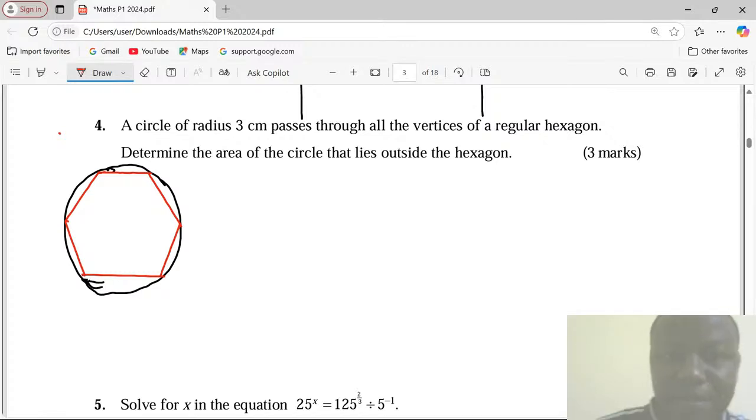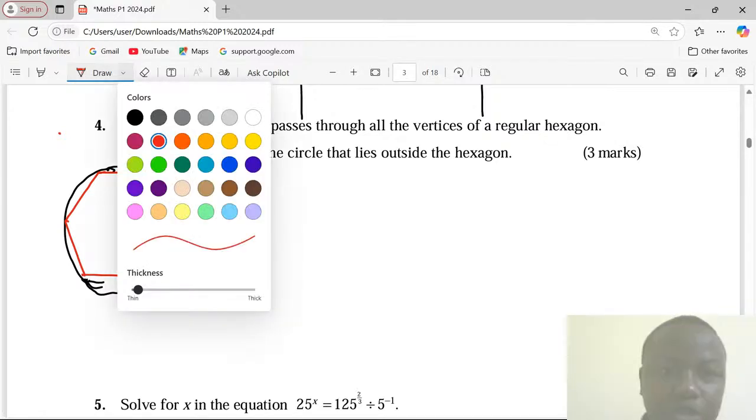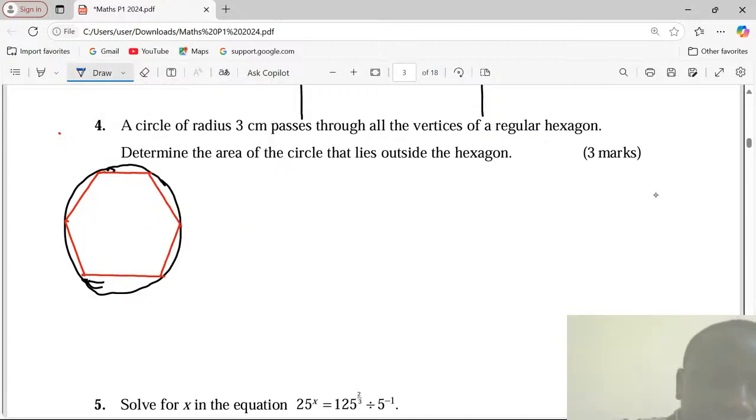We are trying to determine the area of the circle that lies outside the hexagon. So outside the hexagon, there is some area. This is the circle lying outside the hexagon. Yeah, that is the area that we want to calculate.